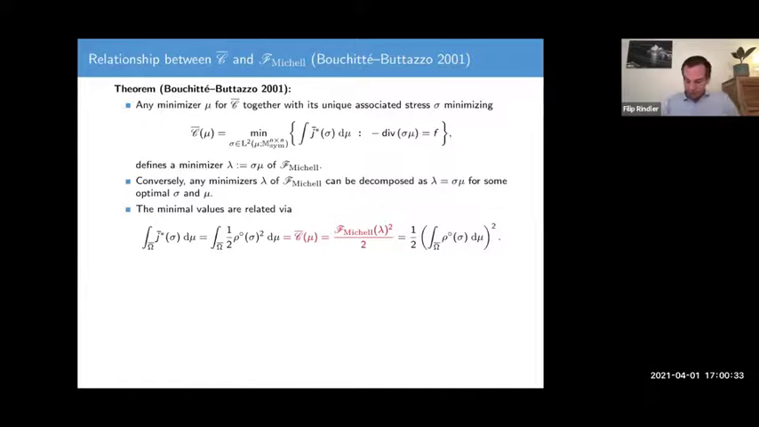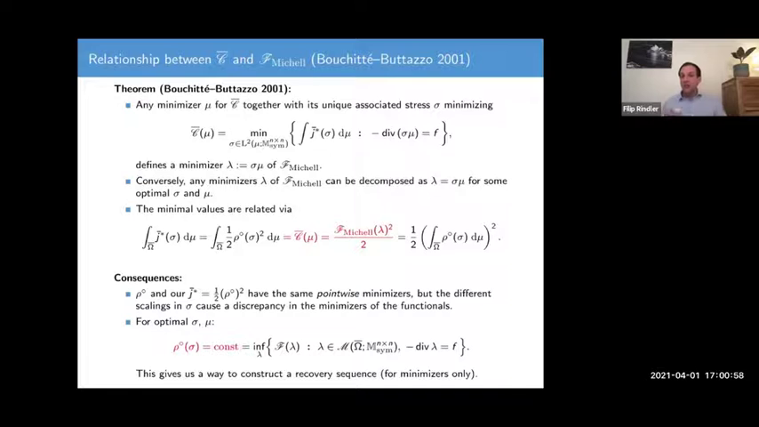I don't want to say too much about this, but maybe one thing I want to point out is that what has happened here, I've pulled the square out of the integral, right? There's some relationship here where there's a square inside and then there's a square outside. And this acts like some sort of entropy selection criterion on what minimizers have to look like.